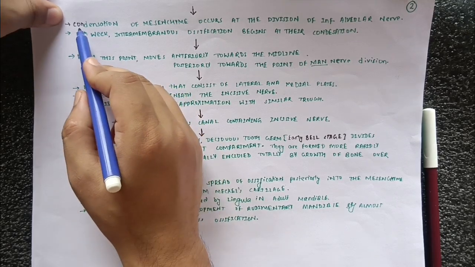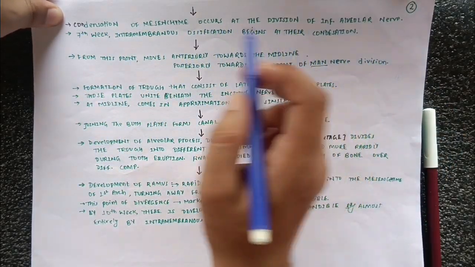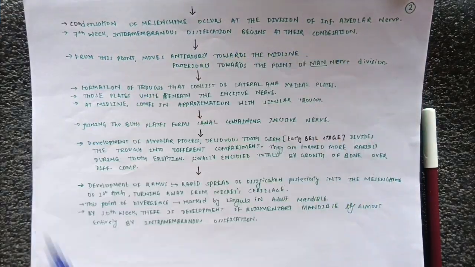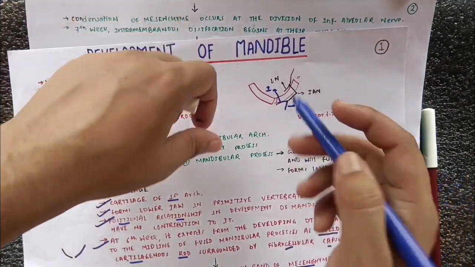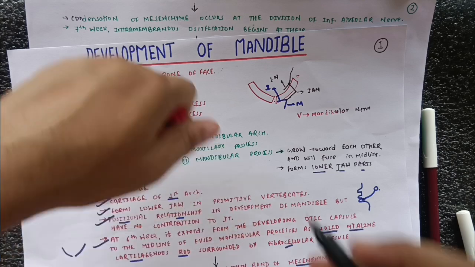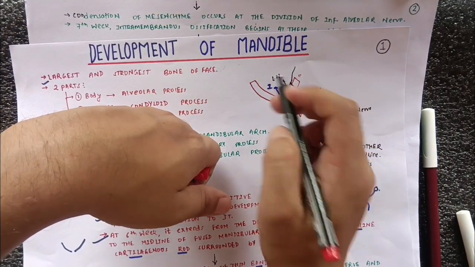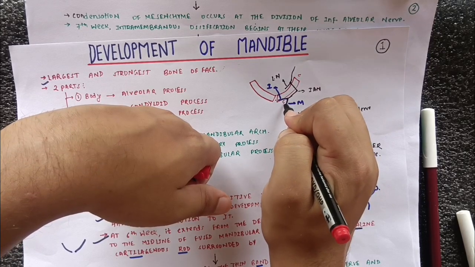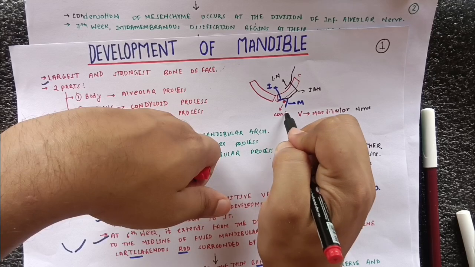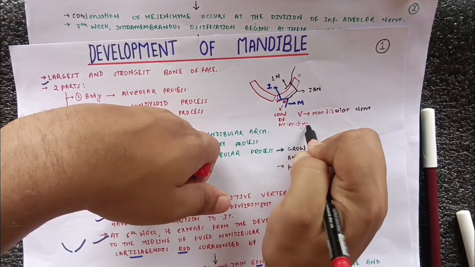So as I have written here, the condensation of the mesenchyme occurs at the division of the inferior alveolar nerve, and at the 7th week intramembranous ossification begins at that condensation. So I will show you this picture once again. Just think here: the division of the inferior alveolar nerve is into the mental branch and incisive branch, and at their bifurcation there is a presence of the mesenchyme. So condensation of the mesenchyme is present there.